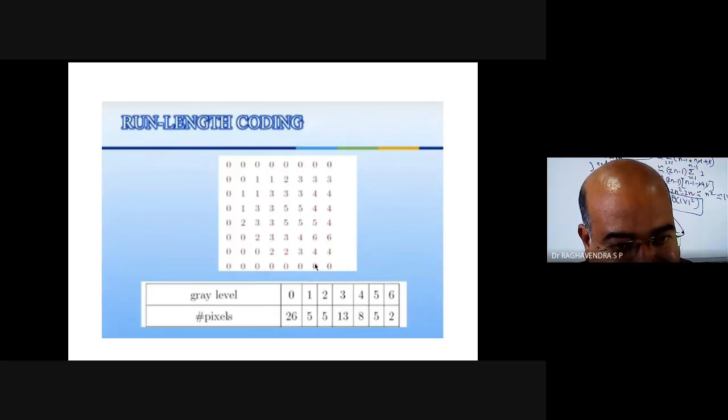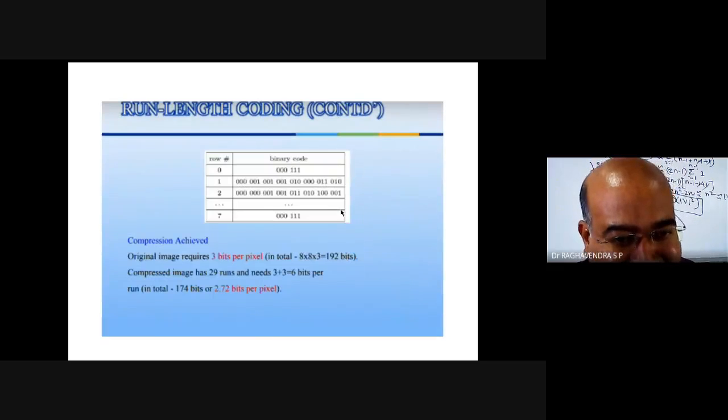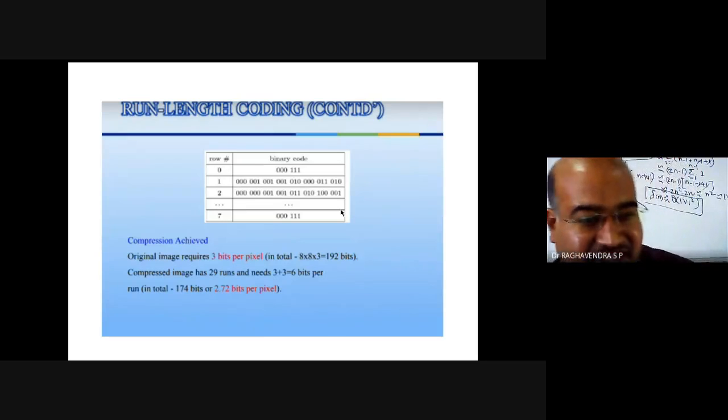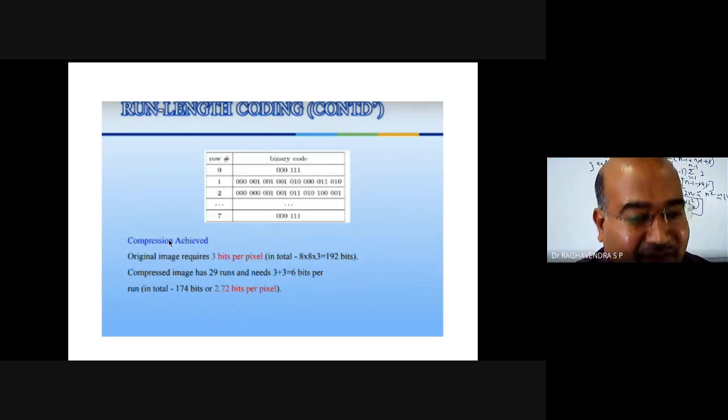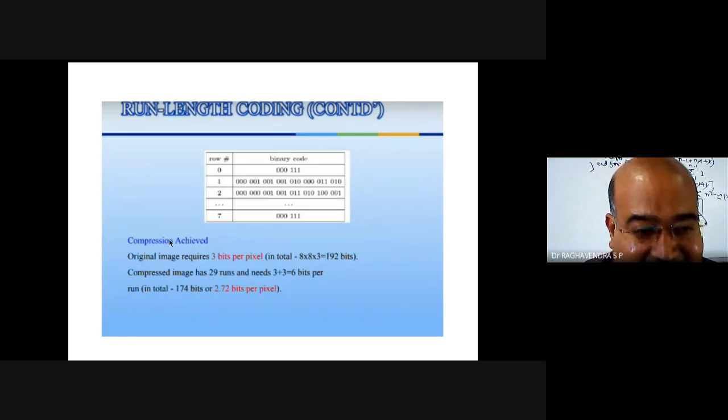What is the dimension of this image? 8 cross 8. Because there are 8 rows and 8 columns. So I told you in the previous class, the average storage required is equal to the number of rows m into n into the number of bits. So m represents the number of rows, 8 rows, n represents the number of columns, 8 columns. So here we are using 3 bits representation. So 8 into 8 into 3, it becomes 192 bits.